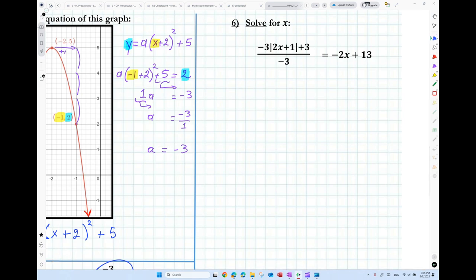Question number 6. I've got an absolute value equation. You will also in the test have absolute value inequalities, so think of reviewing that. Here, there is nothing I can do until I isolate this absolute value.